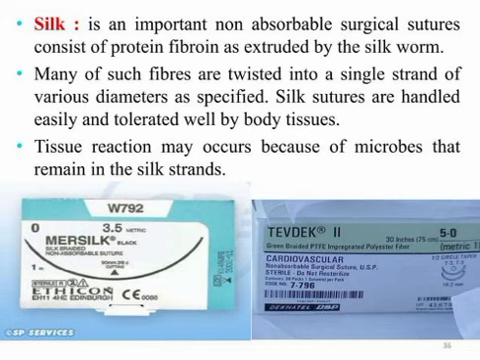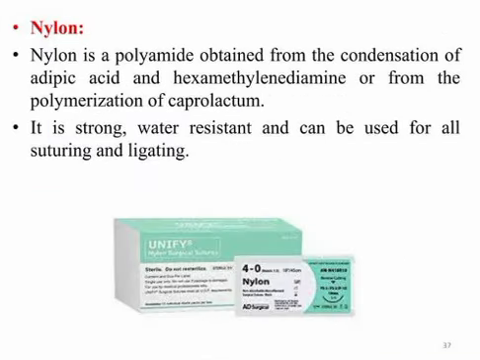Silk sutures contain a protein, fibroin, as it is extruded from the silkworm. It can easily undergo some tissue reactions and may also cause some allergic reactions as it may contain some microorganisms. And the next one is nylon.